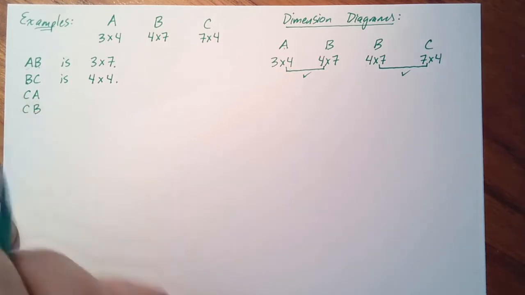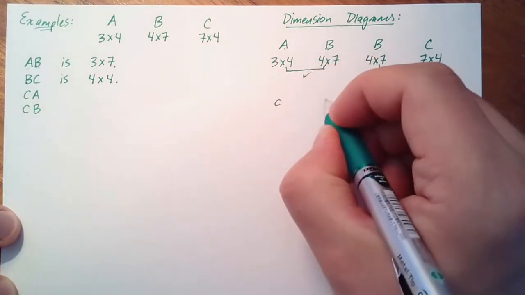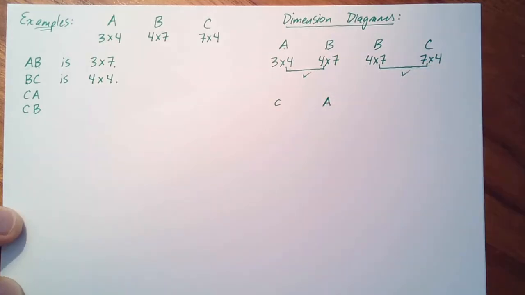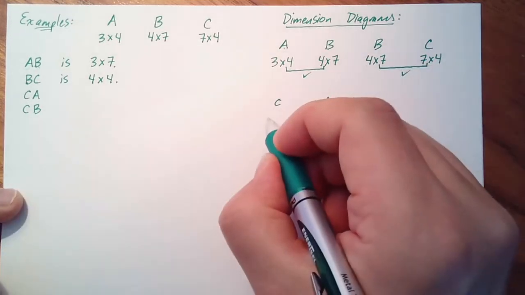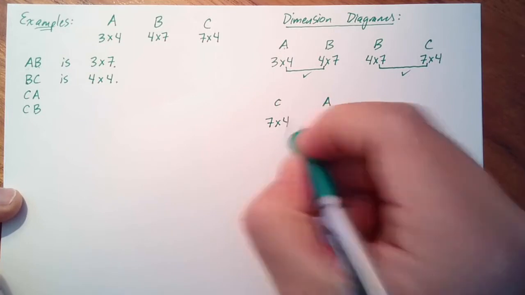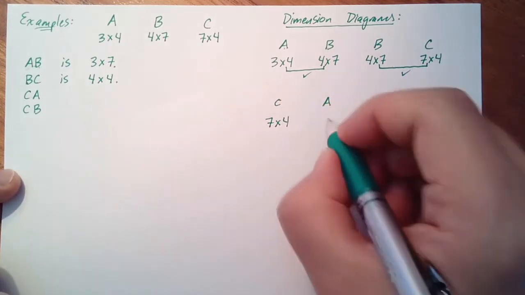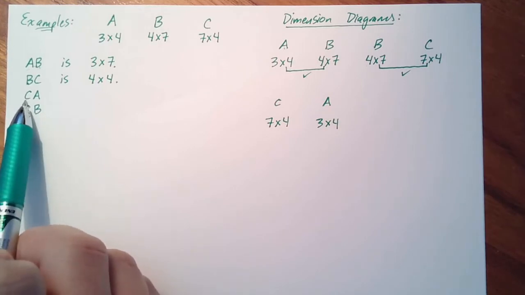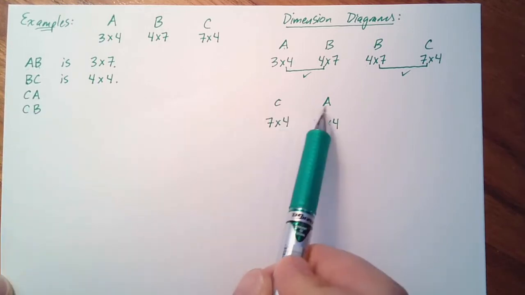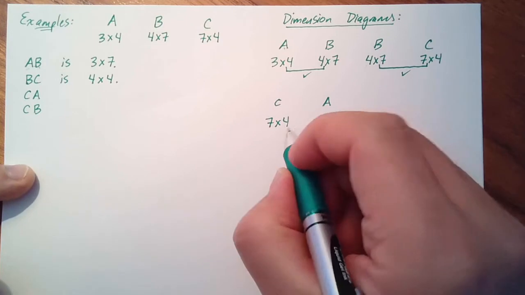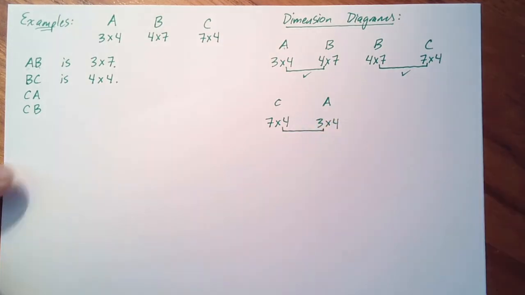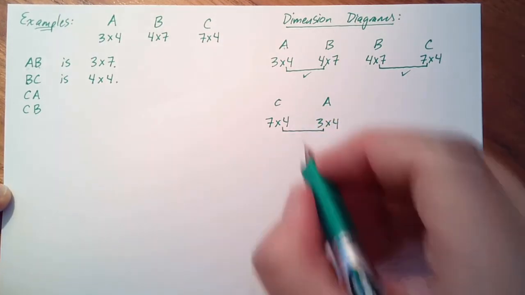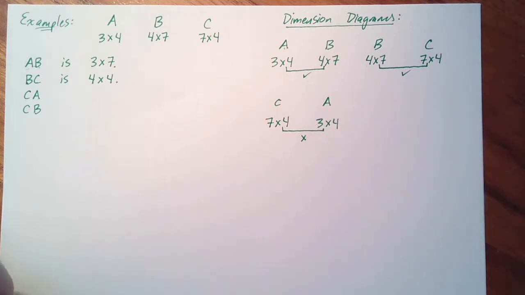Let's look at the next product, C times A. So I'll put C on the left and A on the right. We've got to jot down their dimensions. So C is 7 by 4, and then A is 3 by 4. And again, make sure the orientation matches. C is on the left, A is on the right. C is on the left, and A is on the right. So check, do these inner numbers agree? And actually, this time they don't, right? Those two numbers do not agree. So what that tells you is that this product is not defined.